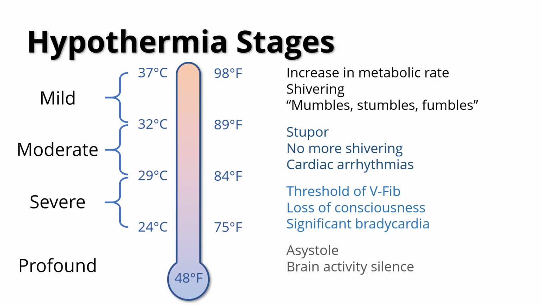And then down here in profound hypothermia, we see that it starts around 24 degrees. At 24 degrees, we see significant hypotension and bradycardia. Most people are not awake at this point. At around 18 degrees, we see asystole. This is just the pause of the heart. There's no longer any cardiac motion whatsoever.